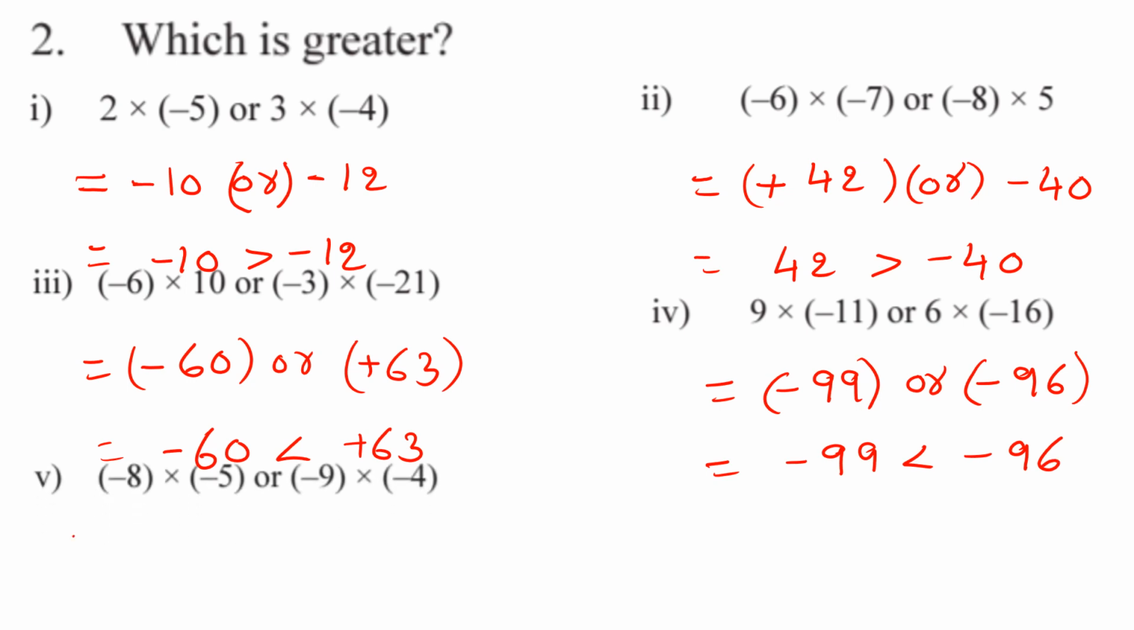Minus into minus should be plus. 8 5s are 40, so this is 40. And this is minus into minus, this should also be positive. Okay, 9 4s are 36. Now tell me which is greater, 40 or 36? Easily you know that 40 is greater than 36. Okay children.